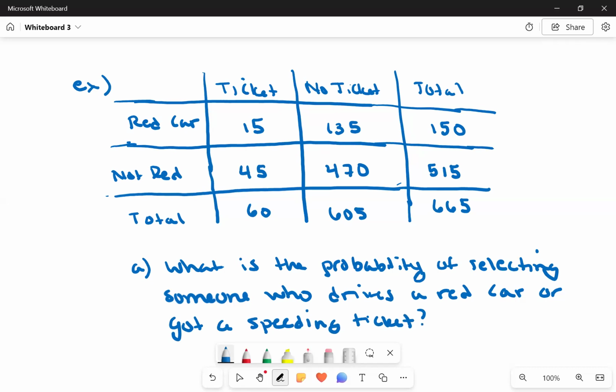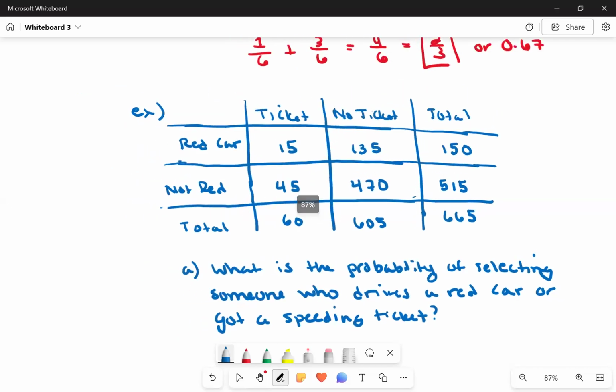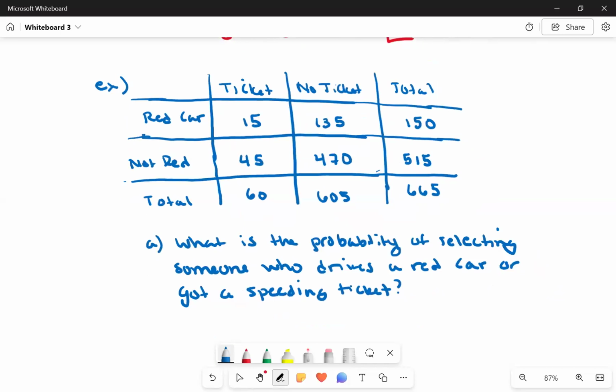Okay, so now this question is our first question that is not exclusive, meaning it's possible that somebody can drive a red car and possibly have gotten a speeding ticket. How do I know that? Because right here, there are 15 people who drive a red car and got a speeding ticket who literally exist in both of those groups. So in that case, we have to take into account that there are 15 people who can do both.